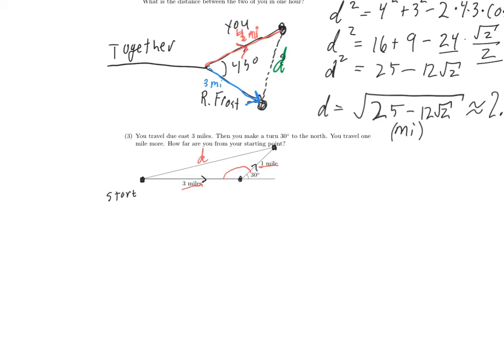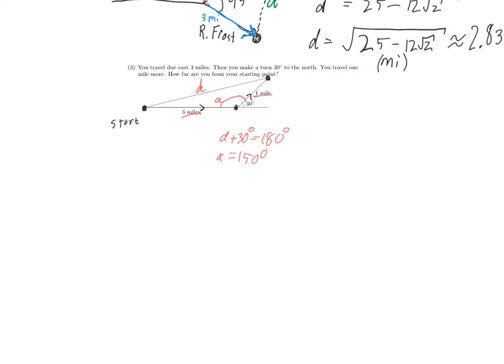Well, I don't explicitly have this angle yet, do I? But I could, because this angle plus 30 degrees will be 180 degrees. So if this angle, let's call it, I don't know, A, then A plus 30 is 180. So the angle A is exactly 150 degrees. Nice. So now I know a lot more about this triangle. I know that, I'm going to redraw it.